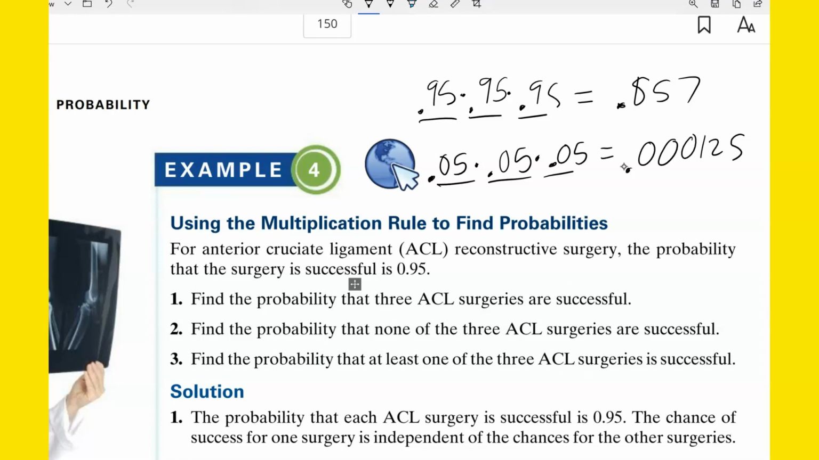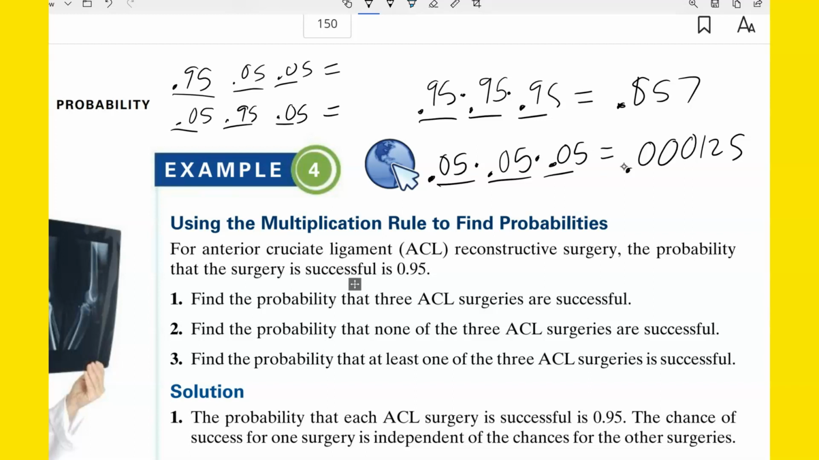Number 3, find the probability that at least one of the 3 ACL surgeries is successful. Here's a difficult way you could do that, and then I'll show you an easy way. The difficult way is to say the probability that the first one is successful is 0.95, and then the next 2 are unsuccessful is 0.05 and 0.05. The probability that the second one is successful, but the other 2 aren't, is 0.05, 0.95, 0.05.